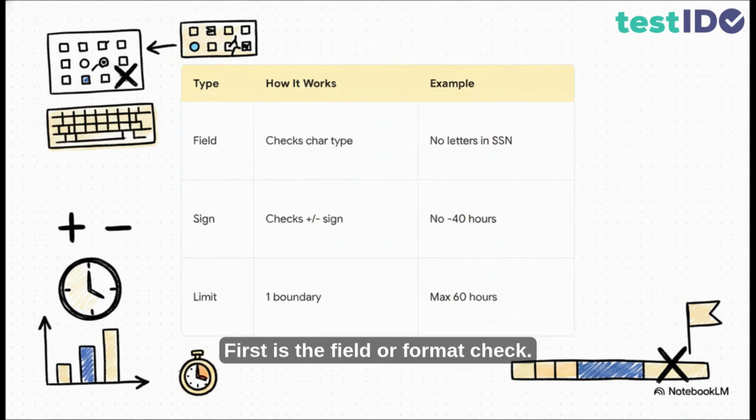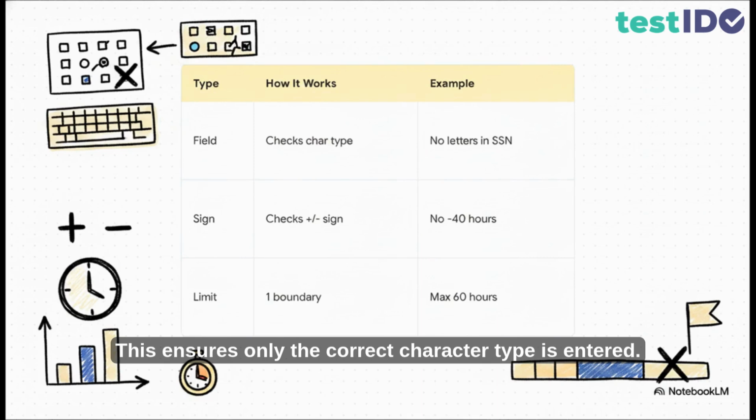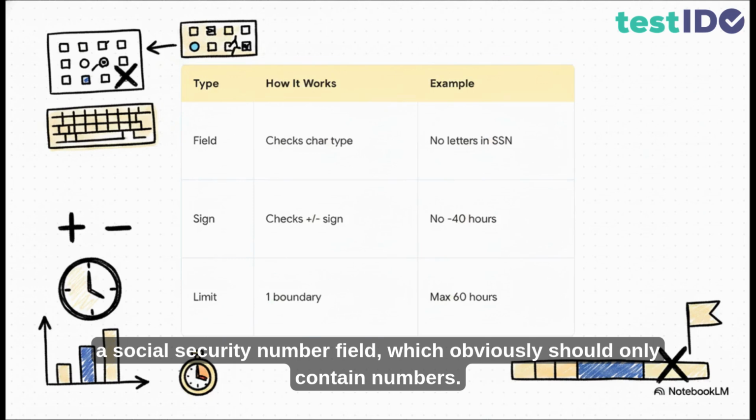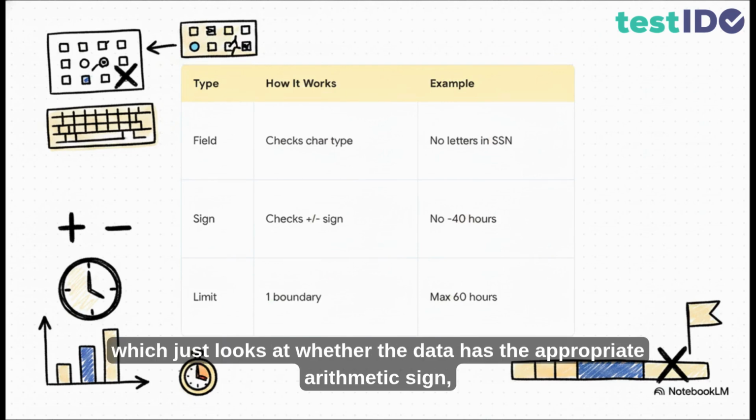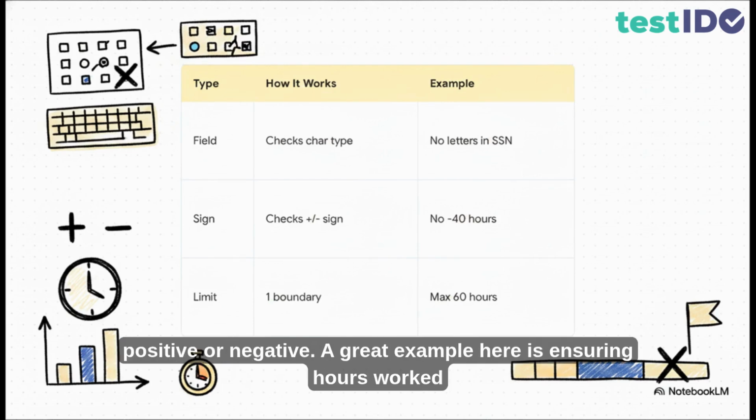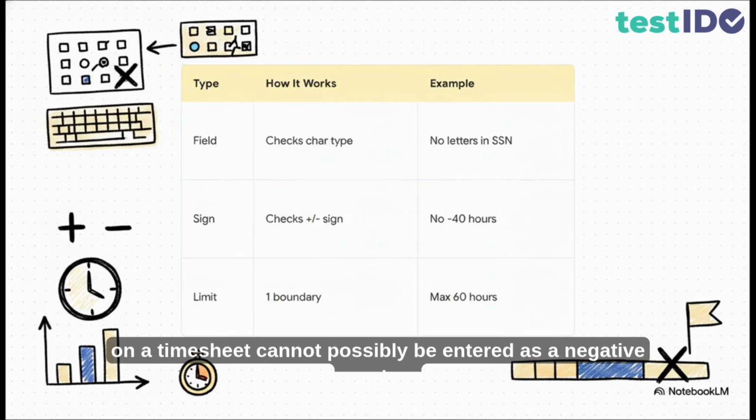First is the field or format check. This ensures only the correct character type is entered. Like, it completely prevents you from typing letters into a social security number field, which obviously should only contain numbers. Next up is a sign check, which just looks at whether the data has the appropriate arithmetic sign, positive or negative. A great example here is ensuring hours worked on a timesheet cannot possibly be entered as a negative number. No one works negative 40 hours.